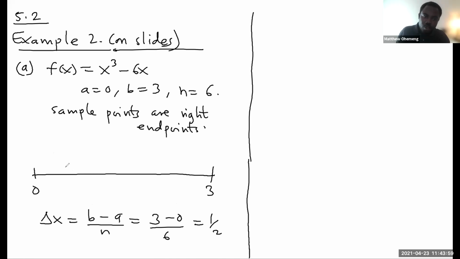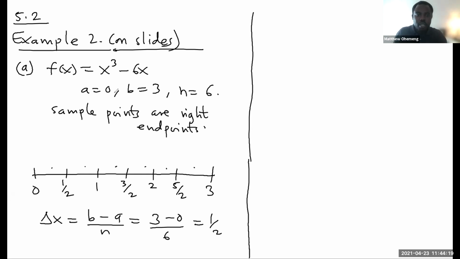So 0 plus 1/2 gives us half. Half plus 1/2 gives us 1. 1 plus 1/2 gives us 3/2. 3/2 plus 1/2 gives us 2. 2 plus 1/2 gives us 5/2. And then 5/2 plus 1/2 gives us 3. So how many intervals? Let's see if we have the same subintervals. 1, 2, 3, 4, 5, 6. Nice. You've done it. Okay.